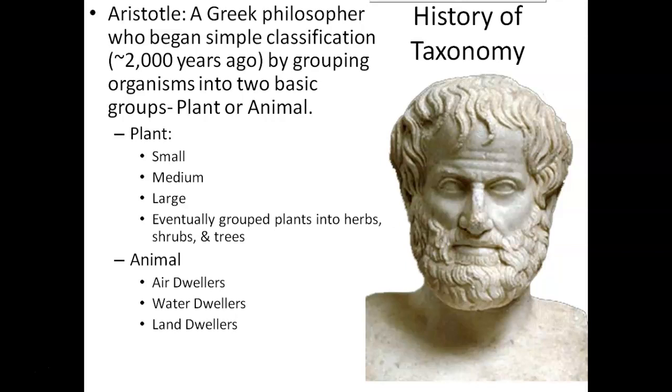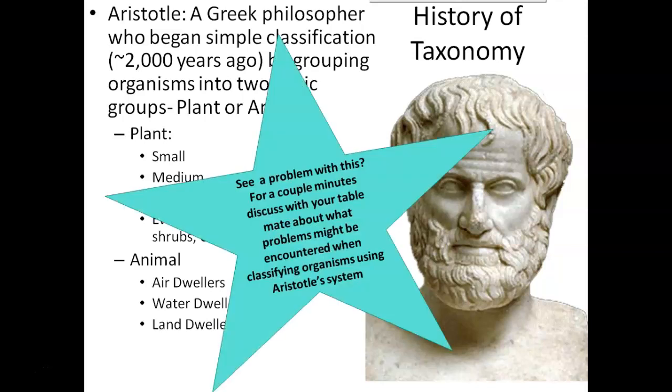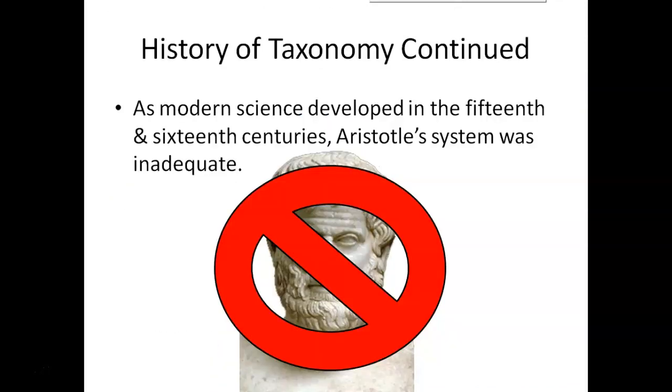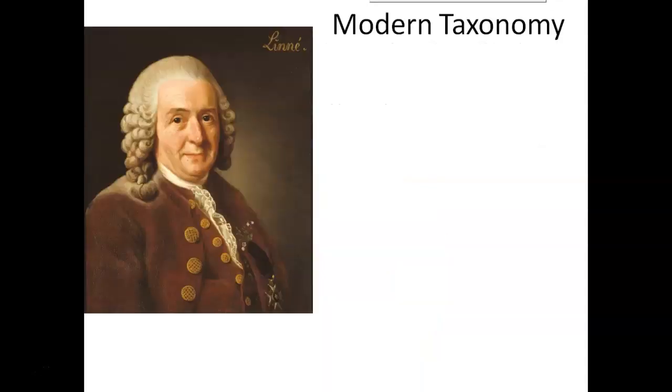And so we see a lot of creatures don't live solely in one place. They'll live in a combination of places. Okay, so obviously we had to do a little better than this. Nice starting point, but we've got a much better way of doing things now. So as modern science developed in the 15th and 16th century, Aristotle's system was deemed inadequate for the reasons we just discussed. Okay. And then came Carl Linnaeus.